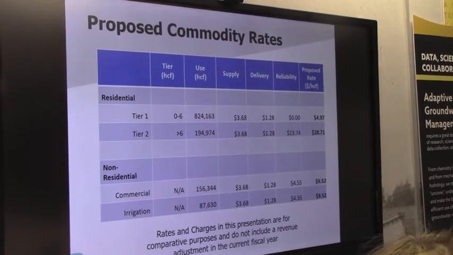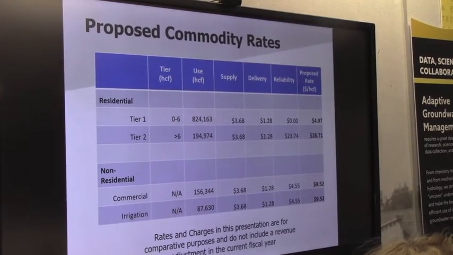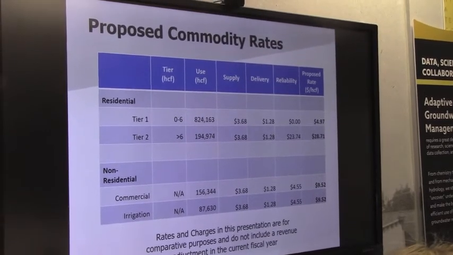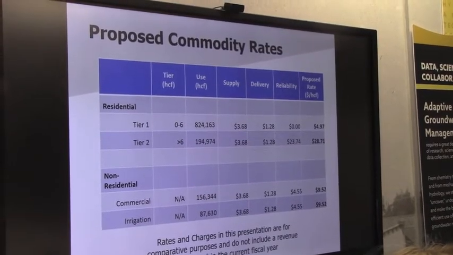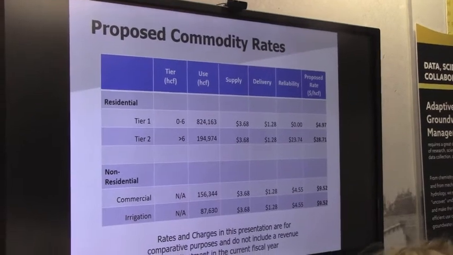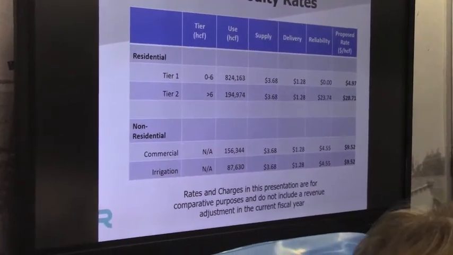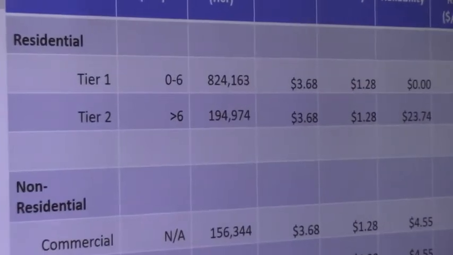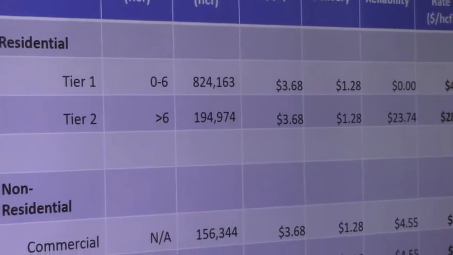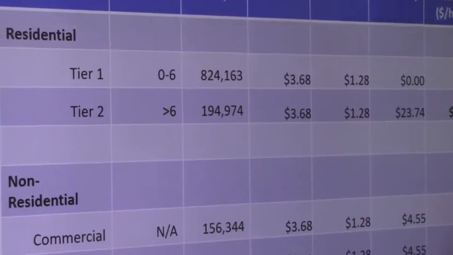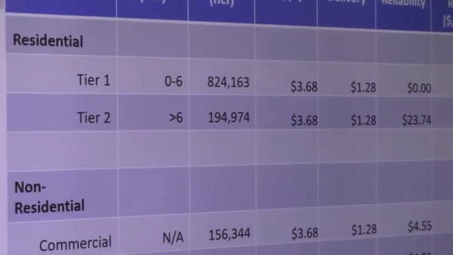And so what I'm looking at is what percentage would be in tier two? Would the majority be in tier two? No, the majority would be in tier one. Okay. And even people that are in tier 2, their first 6 units would be tier 1. So if they use 7 units, there'd be 6 at tier 1 and 1 at tier 2. Okay.